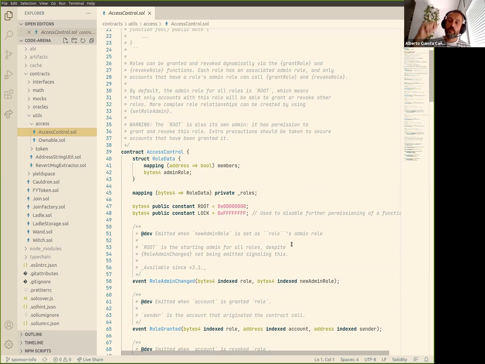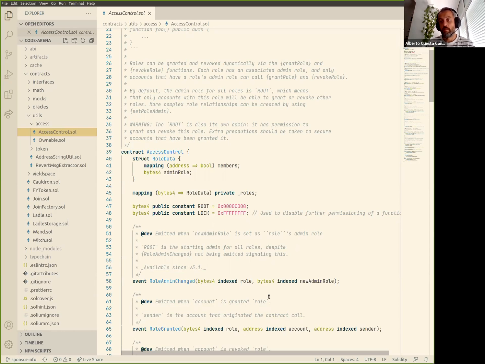You can have a root, and then under that root you can have department heads, and each department head can have permissions to a series of things. That's something you can do if you feel like it. But in this version, at the beginning, all that we have is a root role and a lock role, which are two trees in a way. And under the root tree, we have one permission for each function, which is the same as its signature.